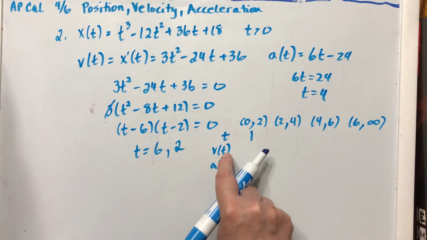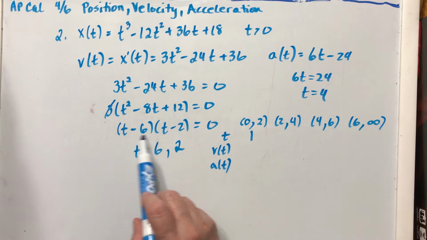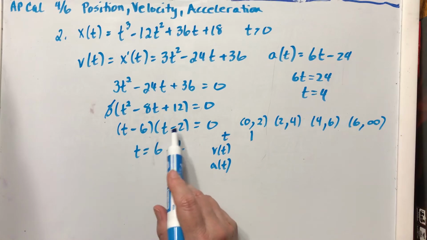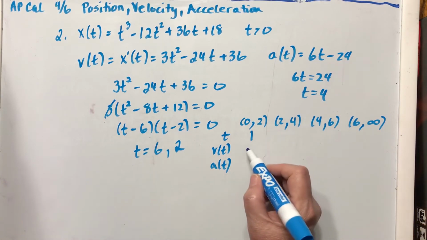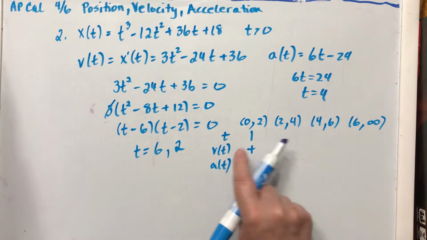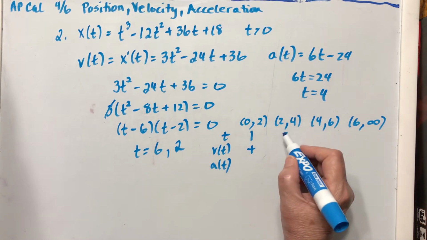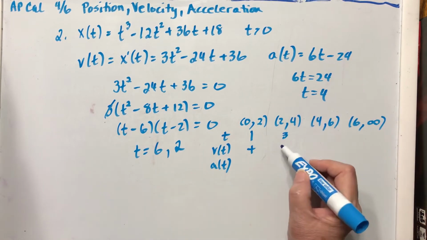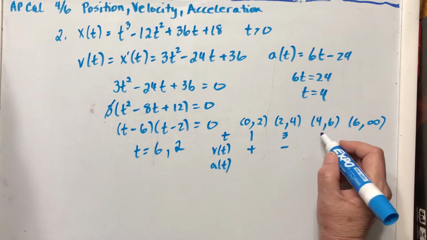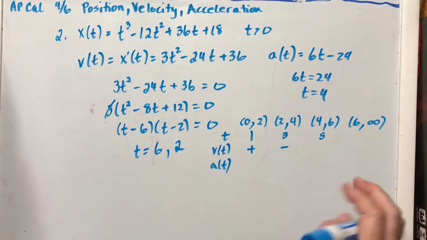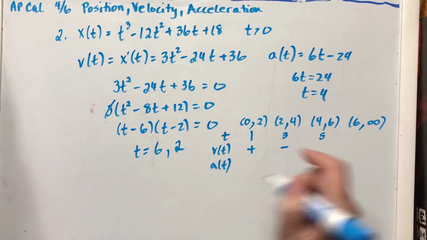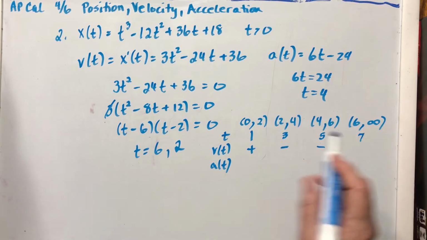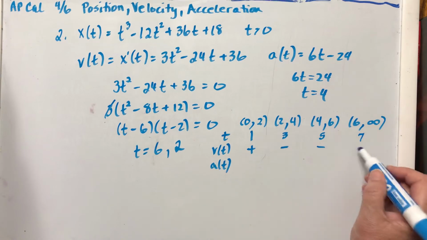So a number that's between 0 and 2 might be 1. So first I'm going to find v of 1. Here's my v of t, all nice and factored out because that's where I like to plug it in. So 1 minus 6 is going to be negative. 1 minus 2 is going to be negative, so when I multiply those, I get a positive. I'm just going to do the whole chart for my v first. A number from 2 to 4 is 3, so if I plug a 3 in here, 3 minus 6 is negative, 3 minus 2 is positive, so when I multiply those, I get negative. 4 to 6, I might try 5. So 5 minus 6 is negative, 5 minus 2 is positive, so that's going to be negative again. 6 to infinity, I can use any number, I'll just use 7. 7 minus 6 and 7 minus 2 are both positive.